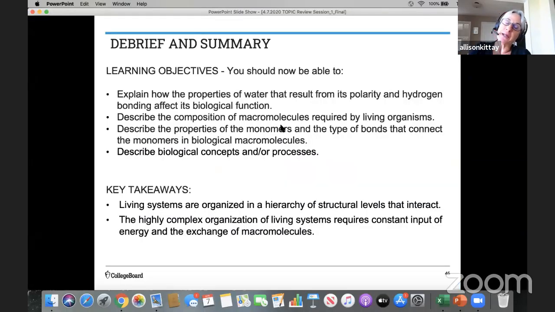All right, so really quickly with your debrief, hopefully now you're able to explain the properties of water that result from its polarity and hydrogen bonds. You're able to describe the composition of macromolecules and the properties of monomers and the type of bonds that connect them in biological macromolecules, and describe biological concepts and/or processes. Two key takeaways: living systems are organized into a hierarchy of structural levels that interact, and the highly complex organization of living systems requires constant input of energy and the exchange of macromolecules.